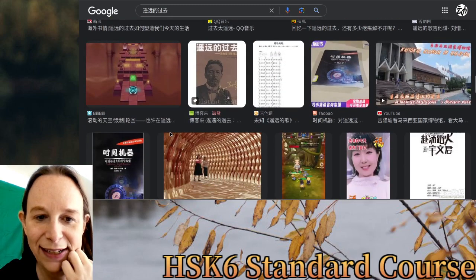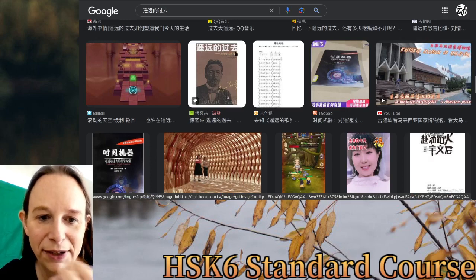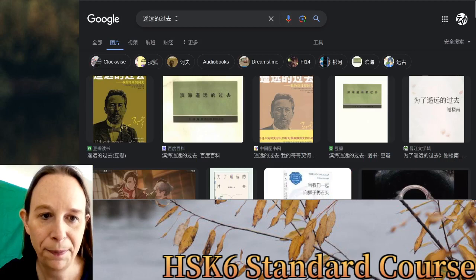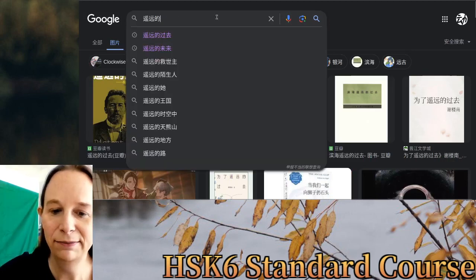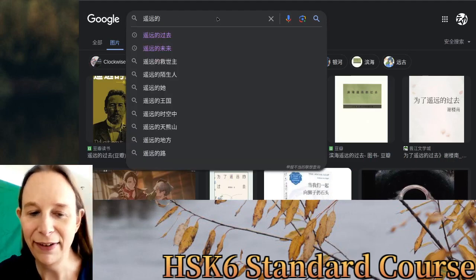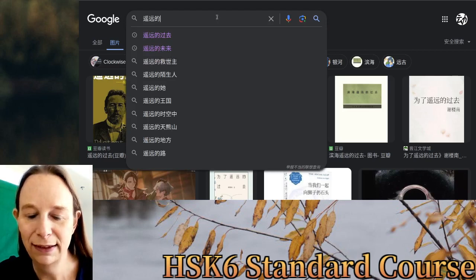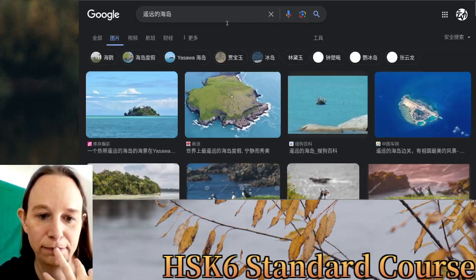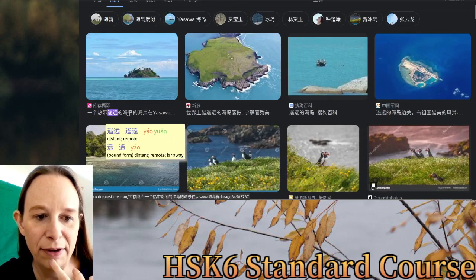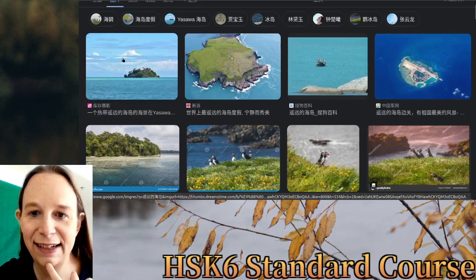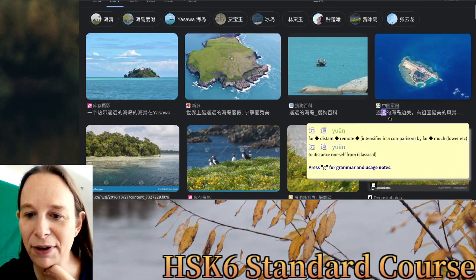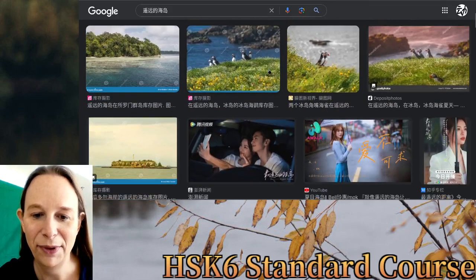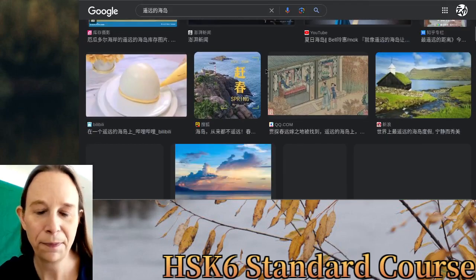Not so sure this is the best example though. It is there, 遥远的过去, distant past. 遥远的海岛, I don't know. Would that work? 遥远的海岛. This is like a distant or a far off island. No one's going there. It's too far away.